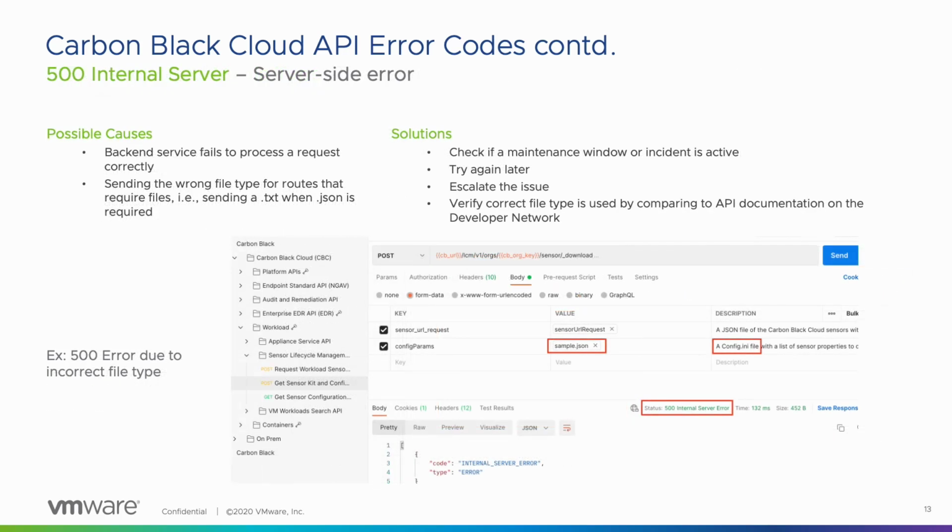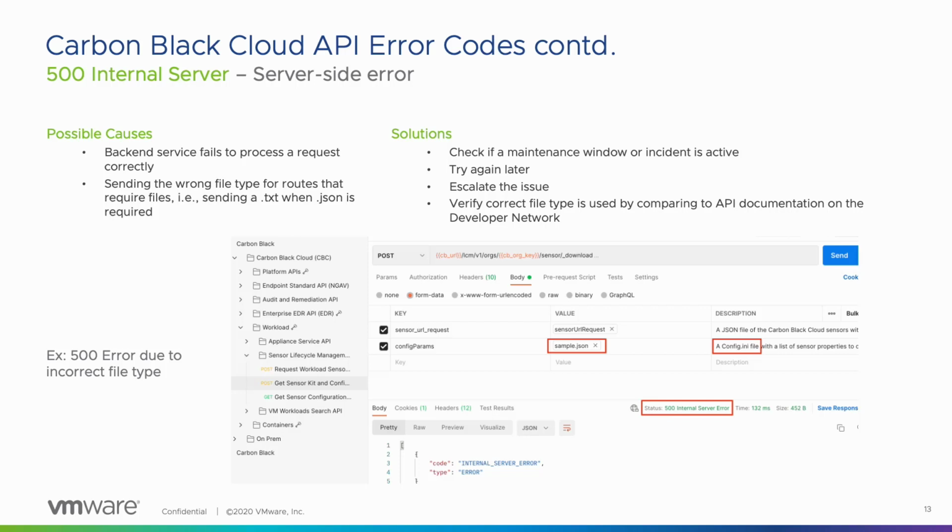A 500 error occurs when something goes wrong on the server. Ideally, we shouldn't see many of these when calling the CBC APIs, but occasionally they can occur when a back-end service fails to process a request correctly. In some of the API routes, they can also occur if the user sends the wrong file type, i.e. sending a text file when a JSON file is required.